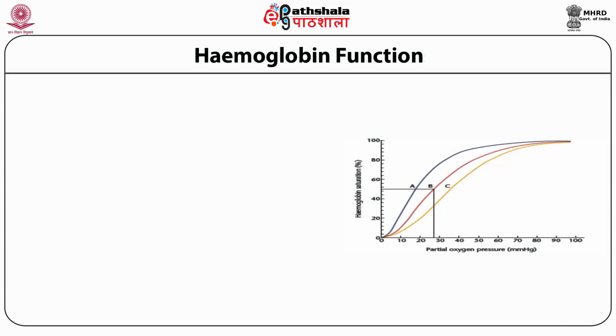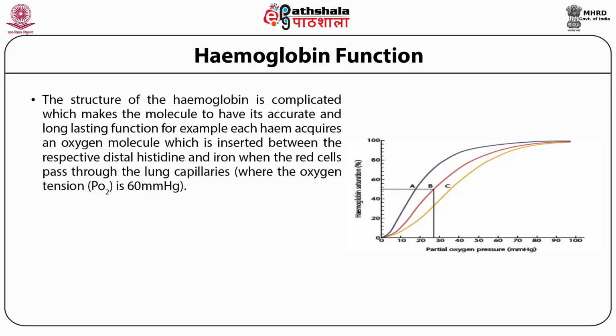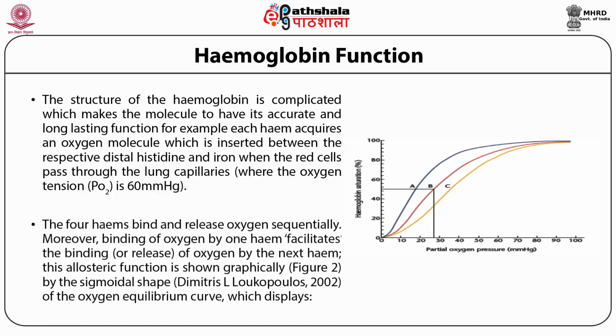Hemoglobin functions. The structure of hemoglobin is complicated, which allows the molecule to have accurate and long-lasting function. For example, each heme acquires an oxygen molecule, which is inserted between the respective distal histidine and iron, when the red cells pass through the lung capillaries, where the oxygen tension is 60 mmHg, that is 60 millimeters of mercury. The four hemes bind and release oxygen sequentially. Moreover, binding of oxygen by one heme facilitates the binding of oxygen by the next heme.